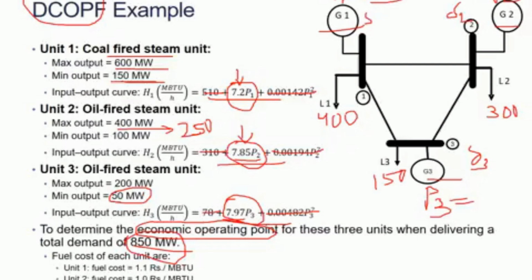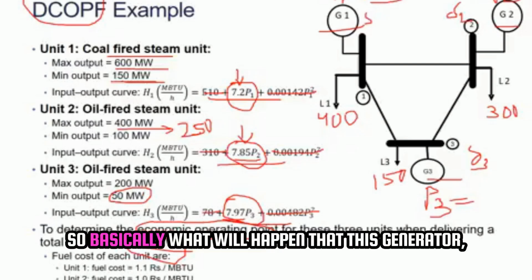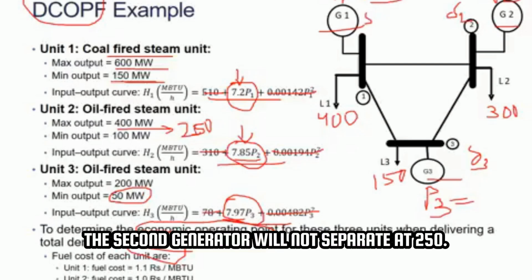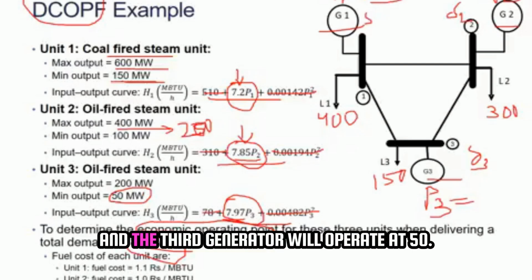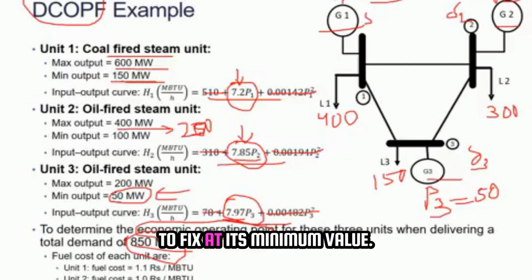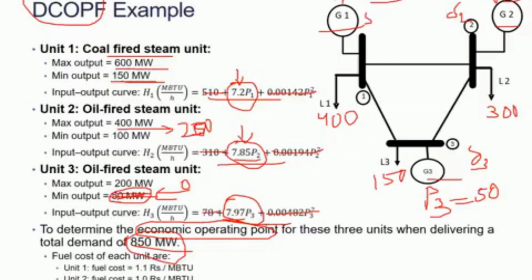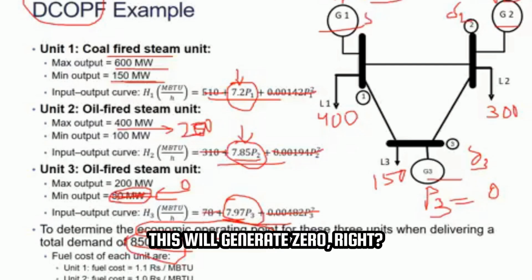No. I was just trying to confuse you guys, that's why I said that. Basically, the second generator will not operate at 250. It will operate at 200, and the third generator will operate at 50. This is the costliest generator, but we will try to fix it at its minimum value. If let's assume the minimum is 0, then this will generate 250 and this will generate 0. So yeah, this will generate 0, right?